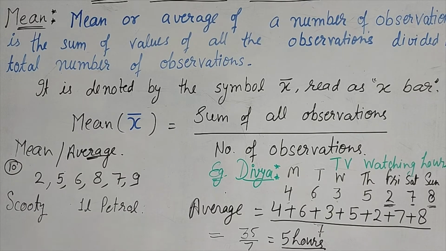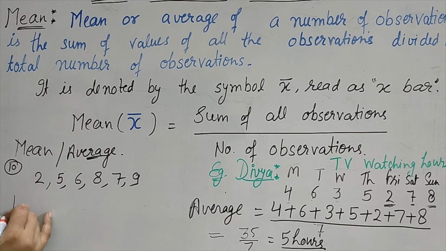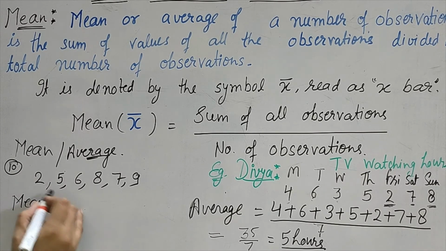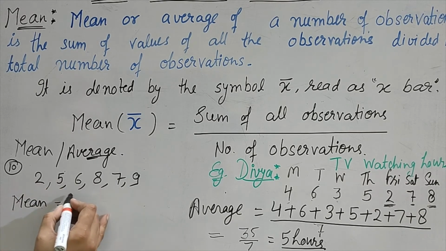इन सब का average निकाल देते हैं. ठीक है? Approximate. So mean कितना निकल के आता है? Mean निकालने का तरीका, sum of all observation, इन सब को add कर दीजिए.